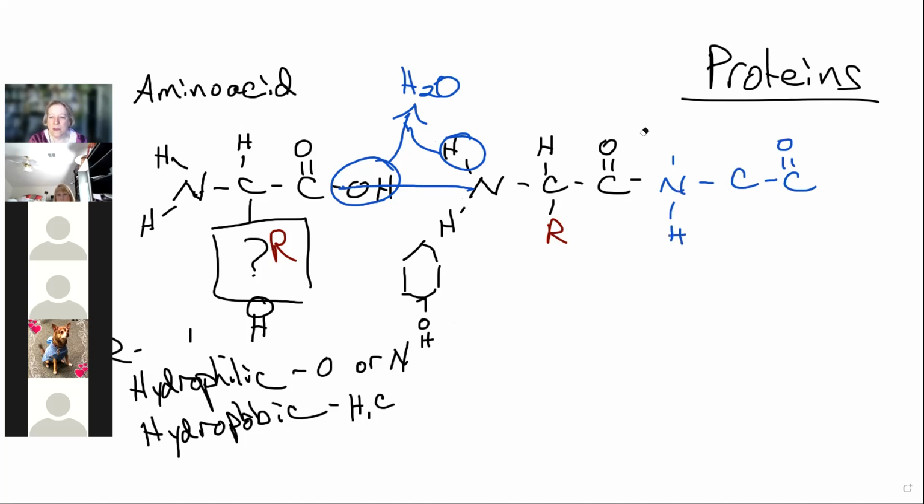Oops, let's get rid of that. Okay, and I can keep hooking these on, because proteins can get pretty big. So the amino acid itself, this part of it is hydrophilic. This part can be hydrophilic or hydrophobic. So depending upon the amino acid, that makes amino acids what?